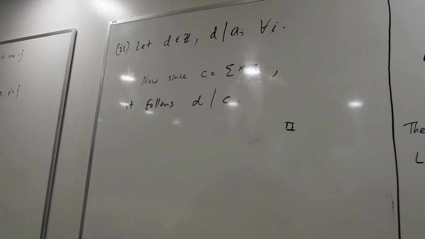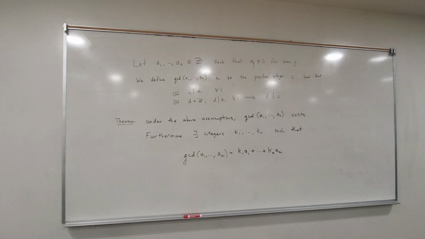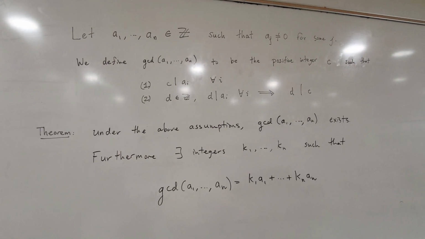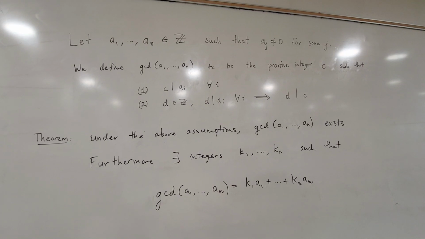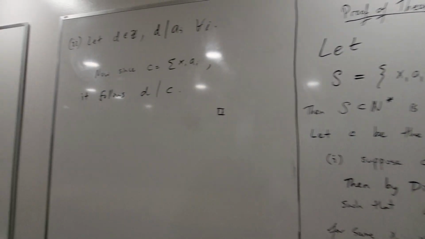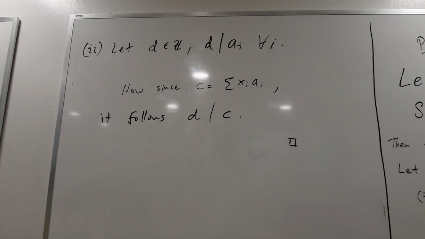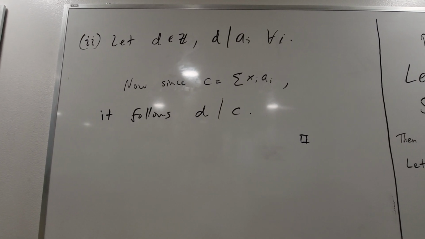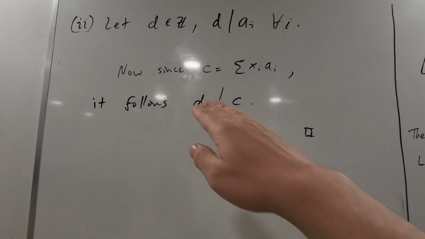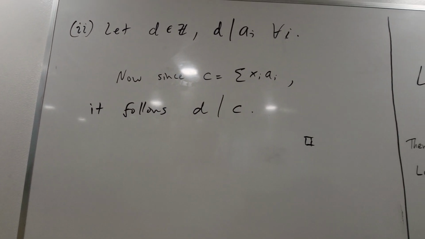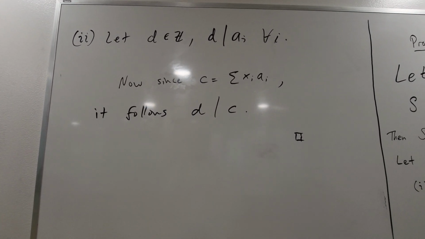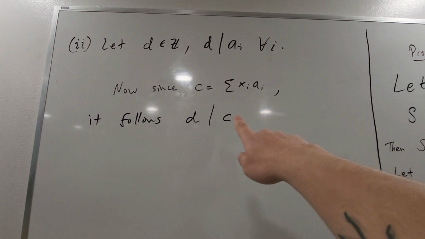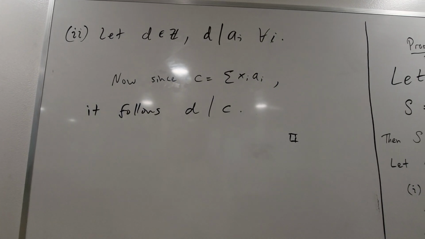All right, and now to prove the second property of the GCD, in particular that any other common divisor must be a divisor of the GCD, we assume that we have another common divisor, and then it actually follows immediately, because if you have a common divisor of these a_i's, since c is a linear combination of the a_i's, then this divisor d will just divide every term in this linear combination. And so it's going to divide c.